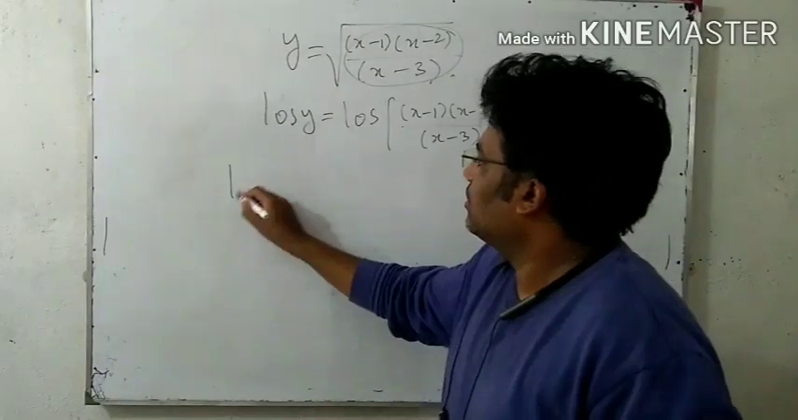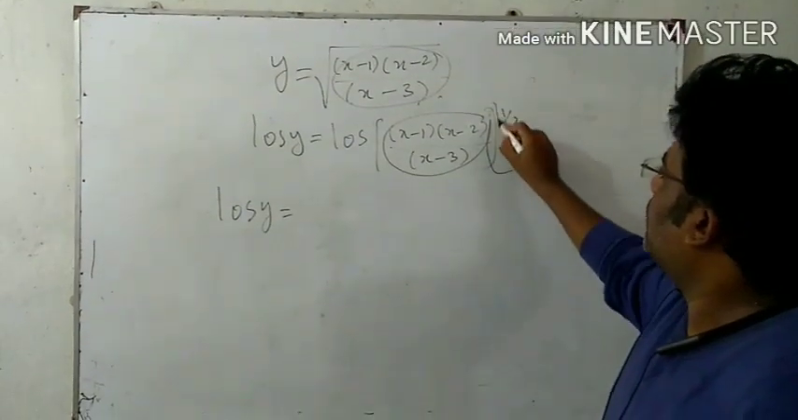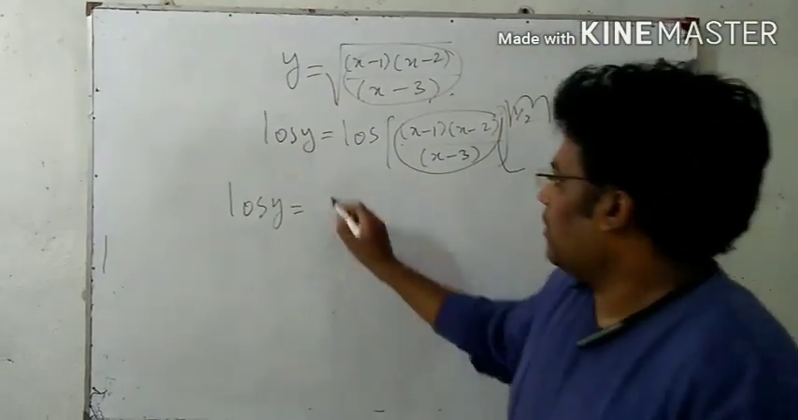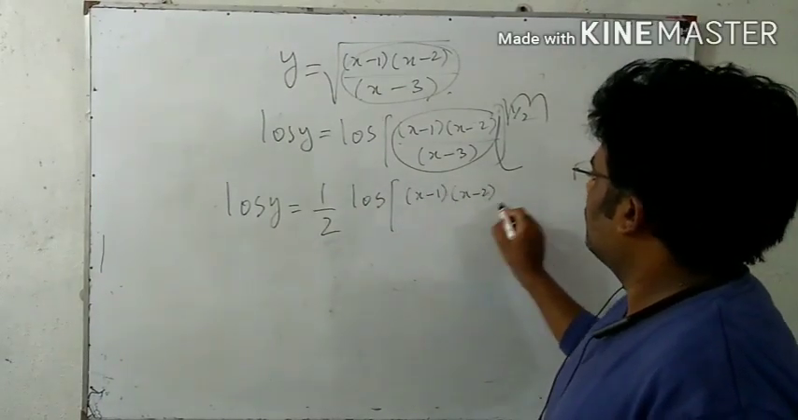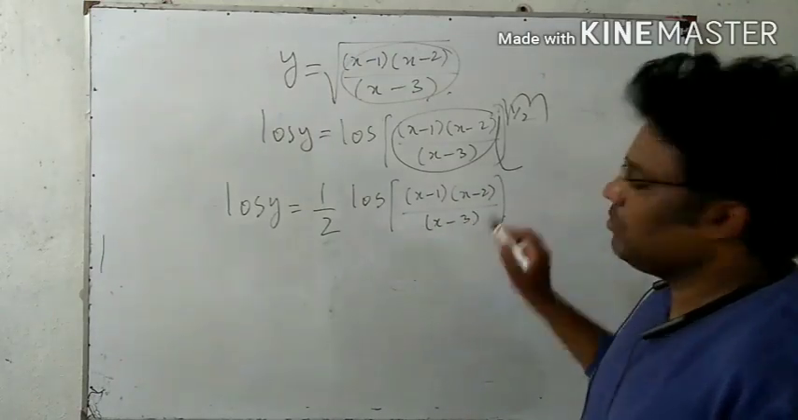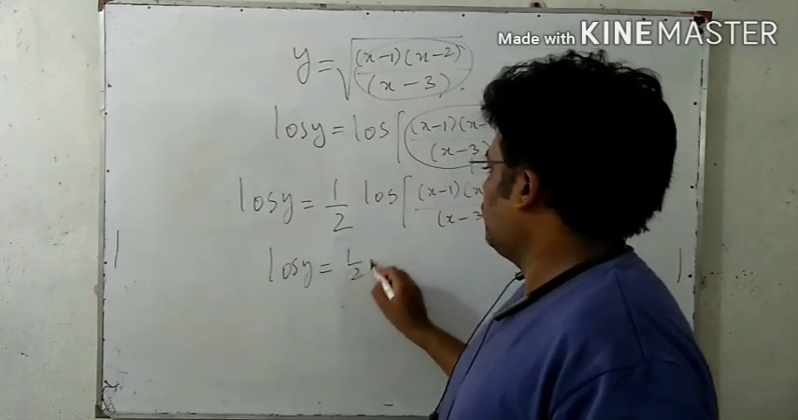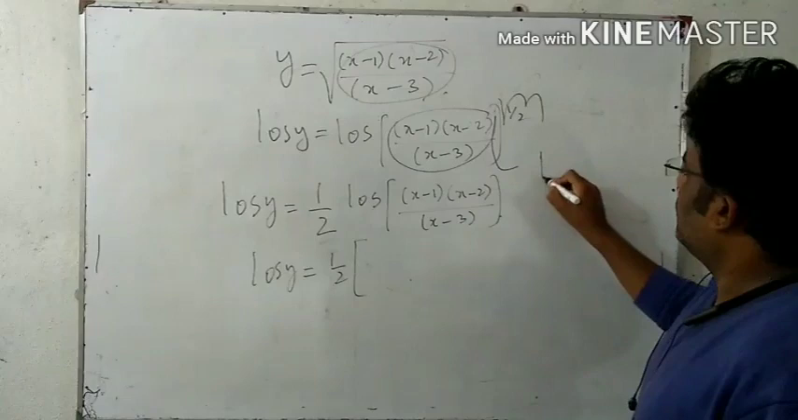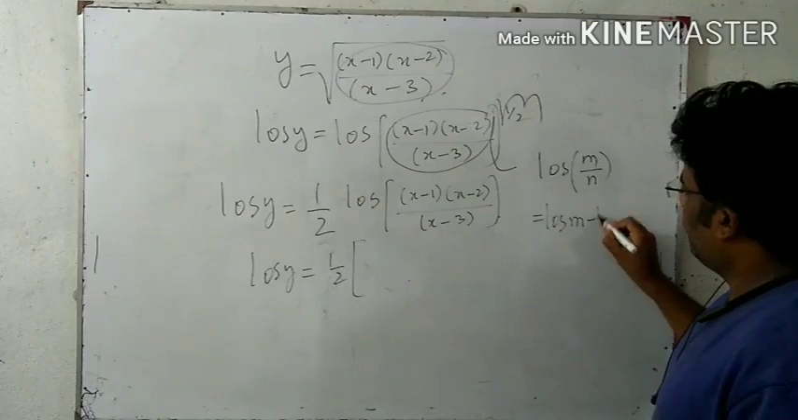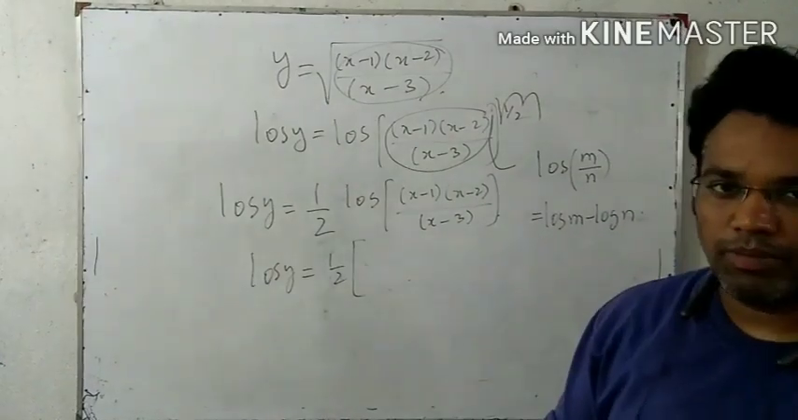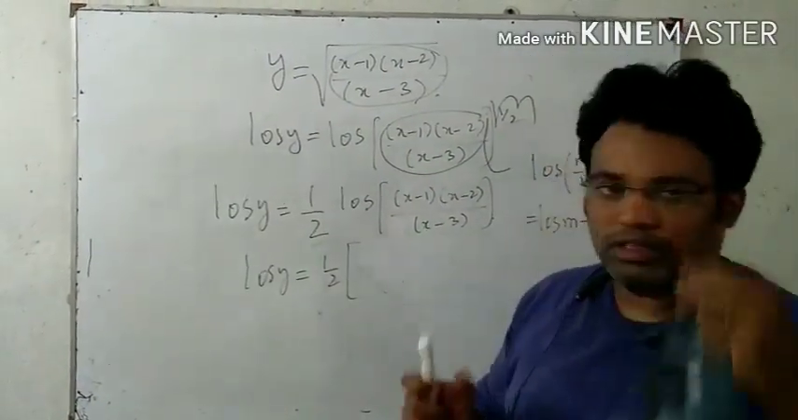Now look, what I do is log y is equal to something like log a whole to the power of m. Log a whole to the power of m is m into log a. Now log y is equal to 1 by 2 into, there is one more property there, that is log m by n. Log m by n can be written as log m minus log n. I will use three properties. The first one is log mn. Log mn can be written as log m plus log n.